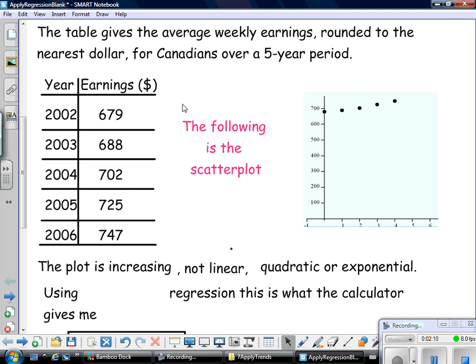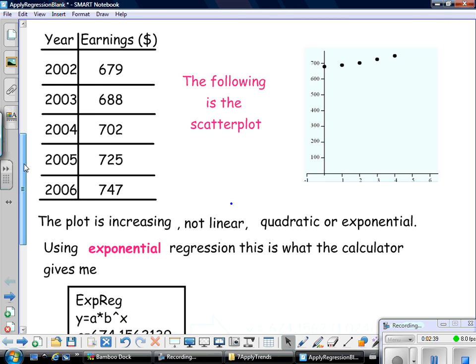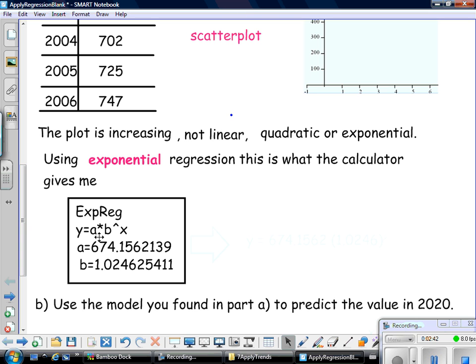Now think about what this question is talking about. It's talking about how people are earning money. Now, if it was a parabola and it's increasing, that would mean that over here it would go this way. Maybe, but I doubt it. Okay, so I think with what I know about the situation, about how people's earnings are, I'm going to choose exponential. So I've decided that I'm going to use exponential regression. And when I do that, this is what the calculator again gives me. Okay, it gives me this regression.